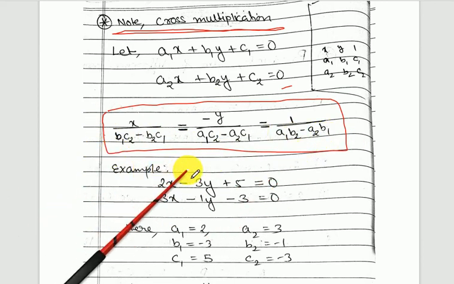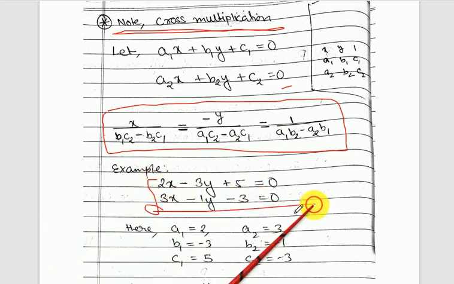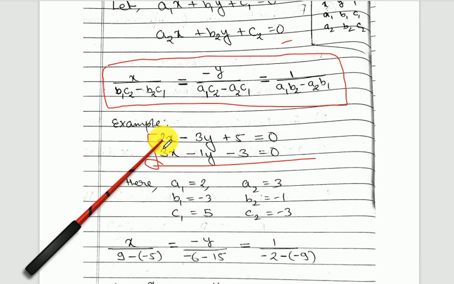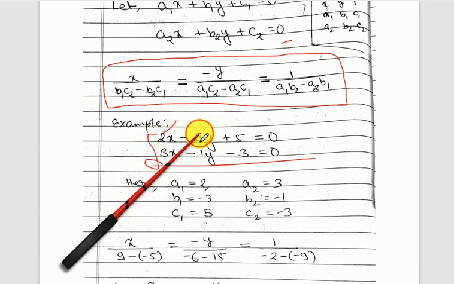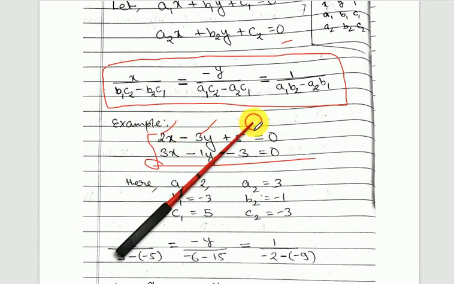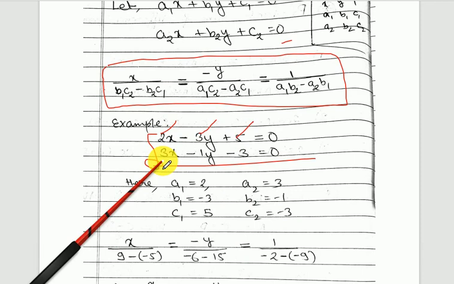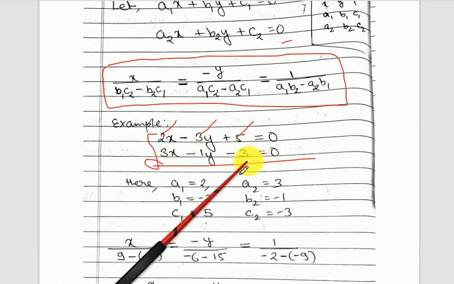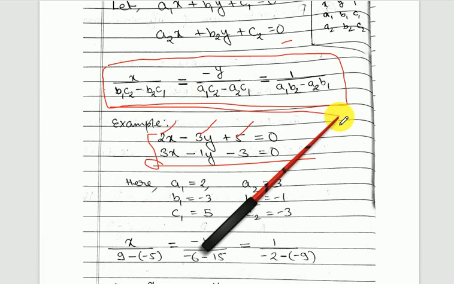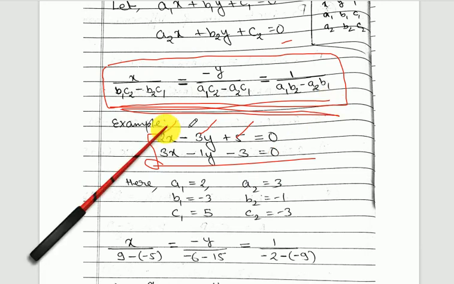Okay, for example, I have simultaneous equations over here. 2x minus 3y plus 5 equal to 0, 3x minus 1y minus 3 equal to 0. So here you can see this is your a1, this is your b1, this is your c1, and a2, b2, c2, and you use this formula. Substitute the values and you will get the values of x and y.